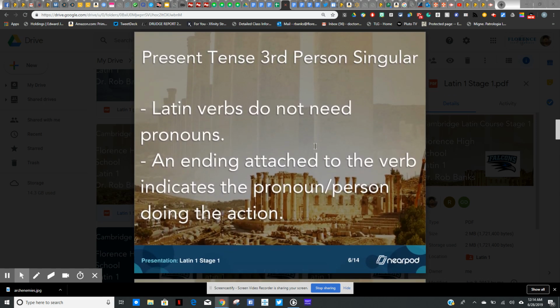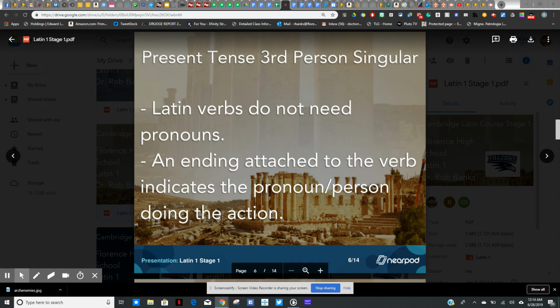You should know the Latin verbs do not need pronouns. In English, you do. It wouldn't just say run, so it'd say she runs. Right? But in Latin, there's an ending attached to the verb that's going to indicate the pronoun or person doing the action.